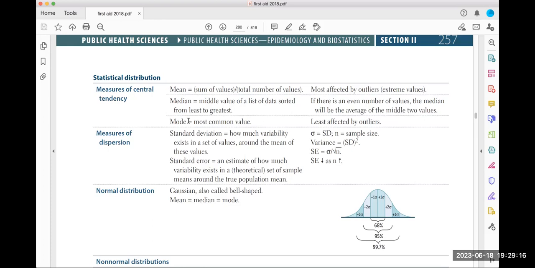You understand? That is the mean, the median, and same thing with the mode. What's the most common value? That's what it's saying too. The most common value. So that's a measure of central tendency. Now where the measure of dispersion comes is this.